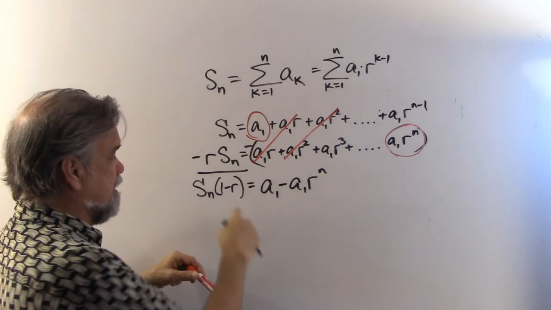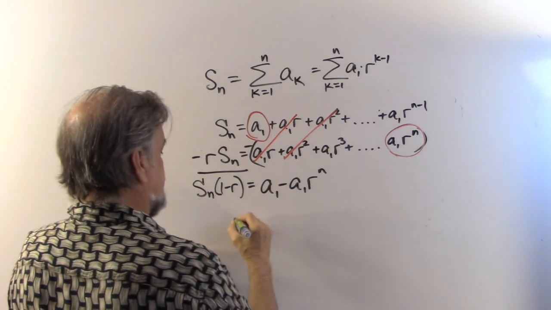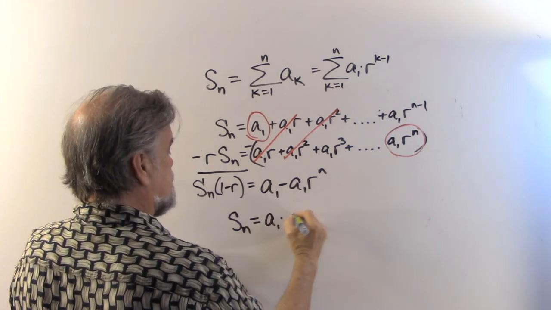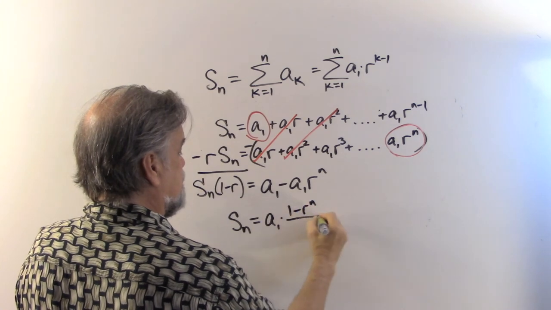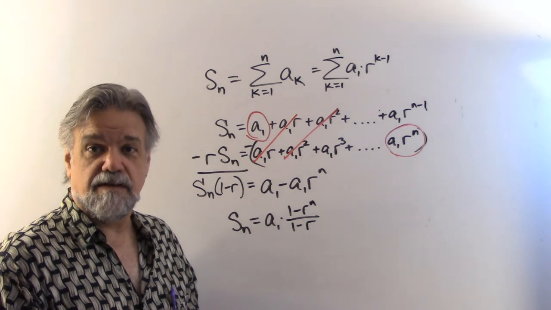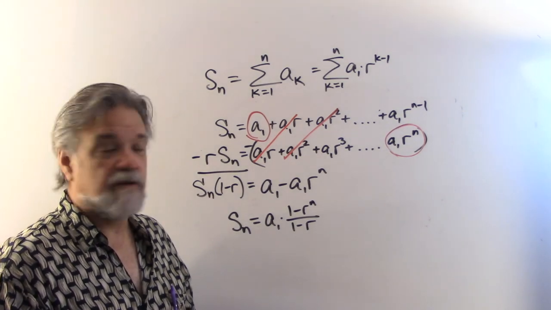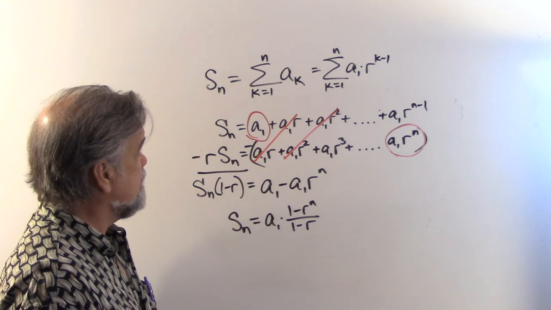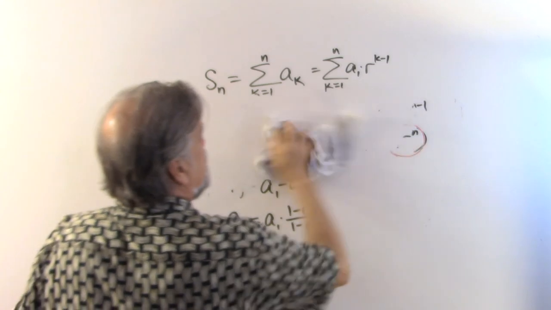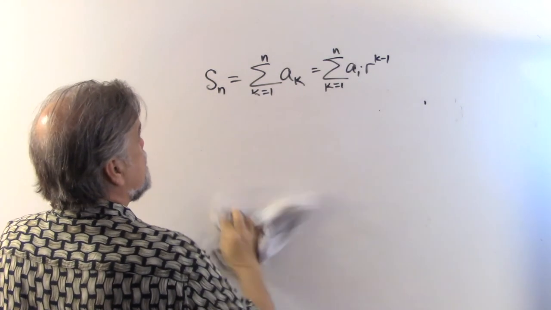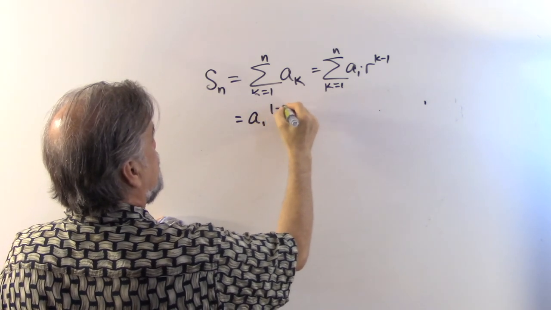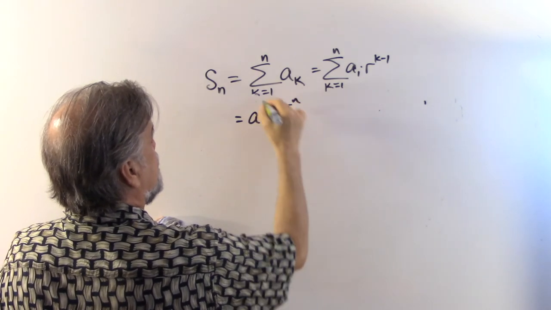Dividing both sides by 1 minus r and factoring out that a1, it gets us that Sn is a1 times (1 minus r to the n) over (1 minus r). And that, my friends, is a nice little formula that's going to come in handy in the future. Okay? So let's go ahead and write that up here. So this turns out to be a1 times (1 minus r to the n) over (1 minus r).